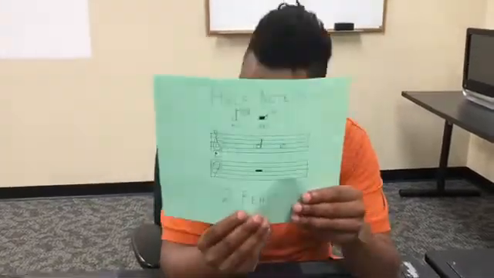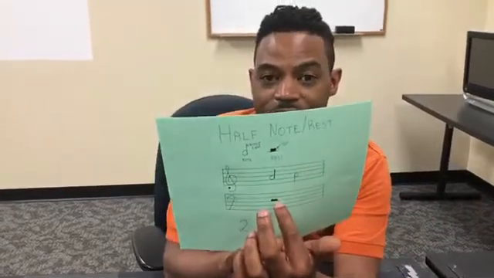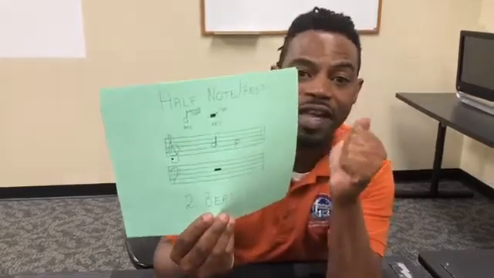Okay? Now, we're going to add that rest in, all right? I want you to notice, just like the whole rest, it's a solid box. Only this time, you are above the line, okay? Above. So 1, 2, rest, 4. 1, 2, rest, 4. Okay?